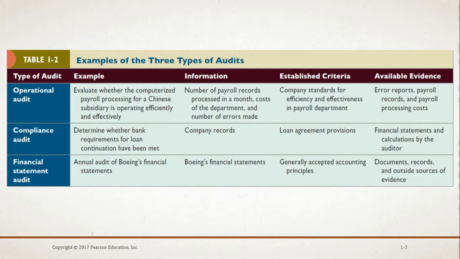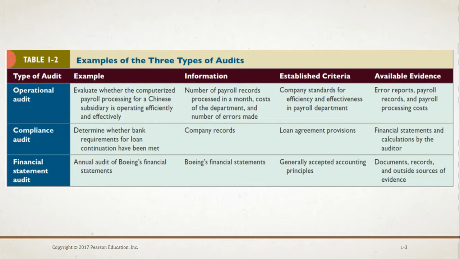Now, here are some examples of the three types of audits. Now, let's look at the operational audit, for example. It says here, the example is evaluate whether the computerized payroll processing for a Chinese subsidiary is operating efficiently and effectively. Right?